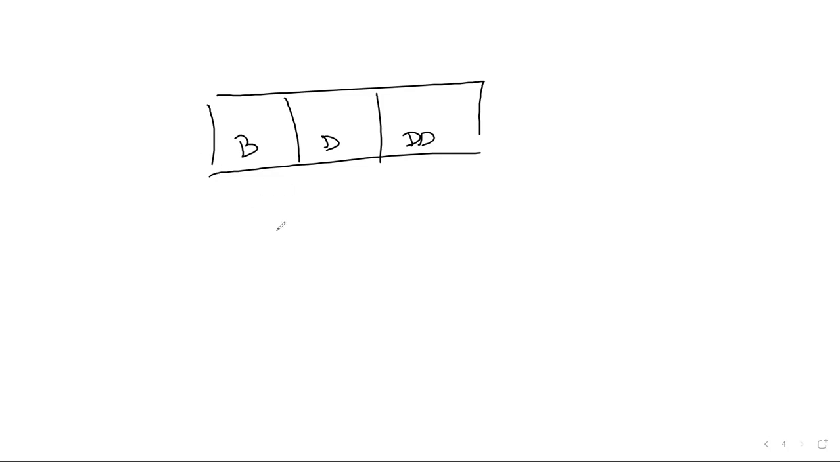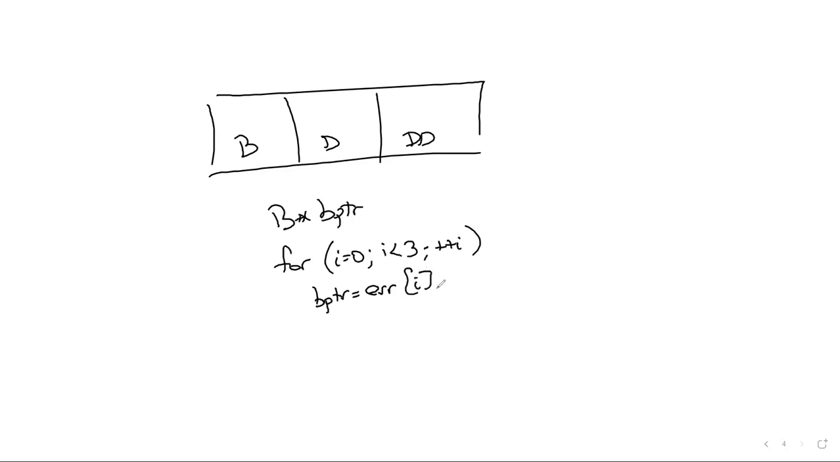We have a base pointer, so we have B star vPtr, and it's pointing to one of these objects in a loop. So we use a loop, for example, with I equal to 0 as long as I is less than 3, plus plus I, and we say let vPtr equal the array at position I. Then inside that you say, okay, vPtr, run the function foo.